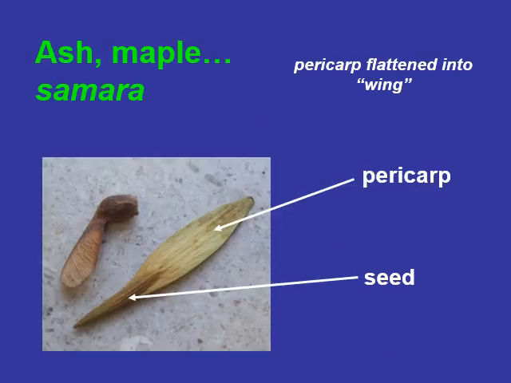But there's some achenes here. Ash trees, maple trees. Yeah, just a variation on the theme again. A pericarp inside with a flattened area on the pericarp. A samara.